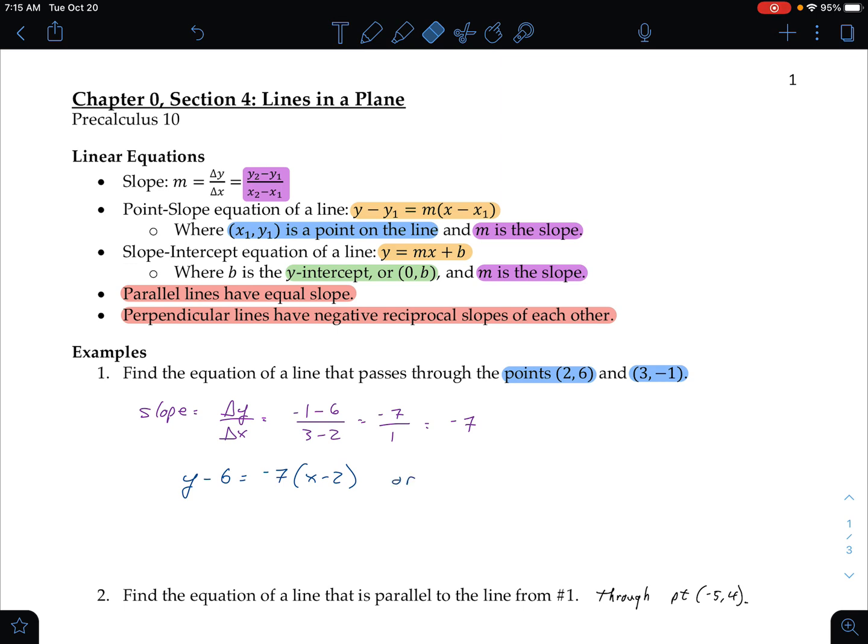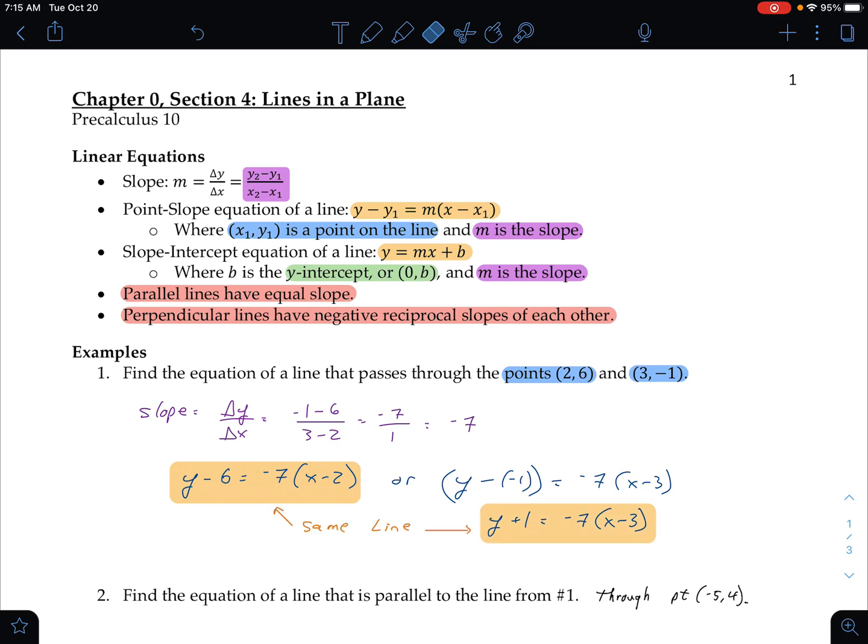If you use the other point, you would have y minus a negative 1 is equal to negative 7 times x minus 3, or just y plus 1 is equal to negative 7 times x minus 3. Both of those two equations are the same line. The only difference is they are from the point of view of different points on the line, but they are exactly the same line.